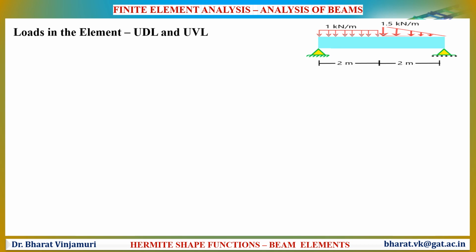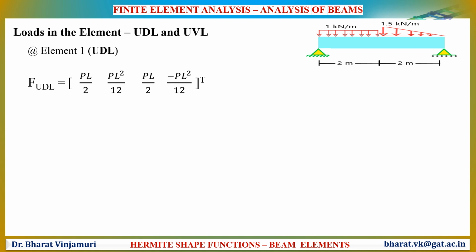Let us find the loads in that structure. In this structure, there is a combination of uniformly distributed load as well as uniformly varying load. At element 1, there is a uniformly distributed load whose equation will be given by PL by 2, PL square by 12, PL by 2 as well as minus PL square by 12.